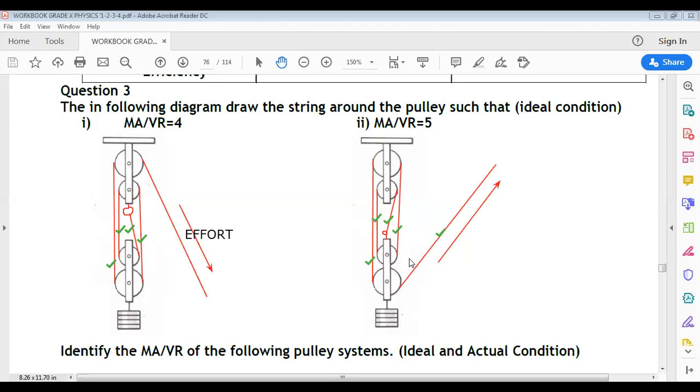So you need to understand, class, that the MA and VR for the number of pulleys can change. Here, though there are 4 pulleys in the system, the MA and VR is 4, and here also there are 4 pulleys in the system, but here the MA and VR is coming out to be 5. So accordingly you have to analyze and consider, and this is your effort.